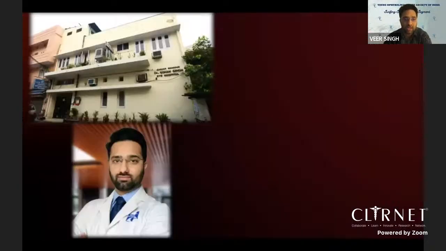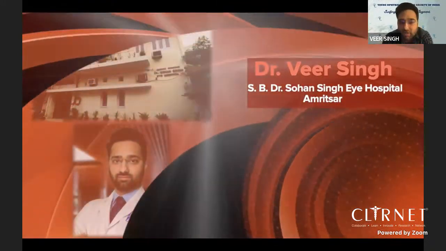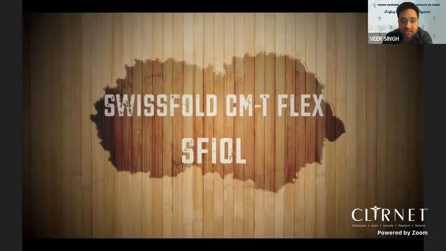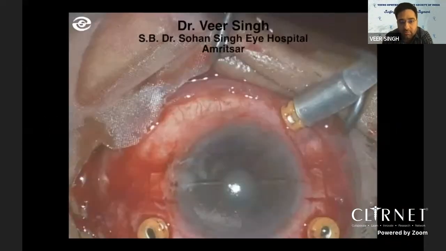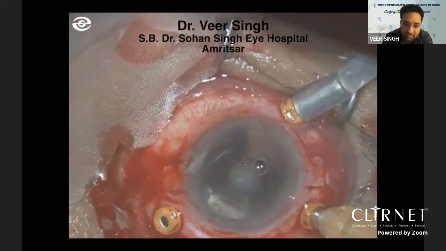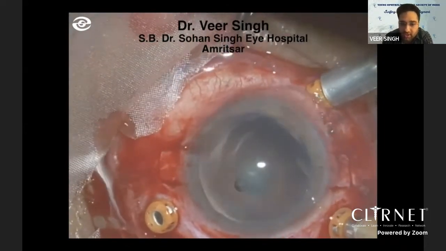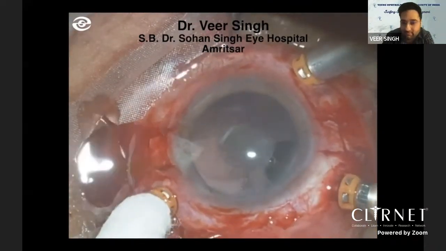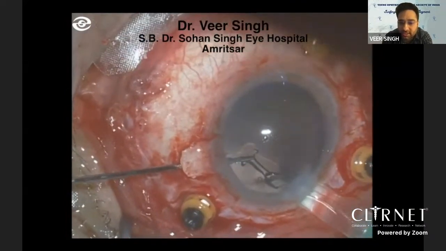So I'm just going to be showing the video as to how simple and easy this technique is and how my search for a perfect SFIOL technique ended. And this is my go-to technique in everyday OT. So this is a SOR plus SFIOL. First, I've made the sclerotomies, the scleral flaps, and the sclerotomies under the flaps as well. After removing the oil, all it takes is just a 5 to 7 minute procedure to implant the IOL, and you'll see how easy that is.